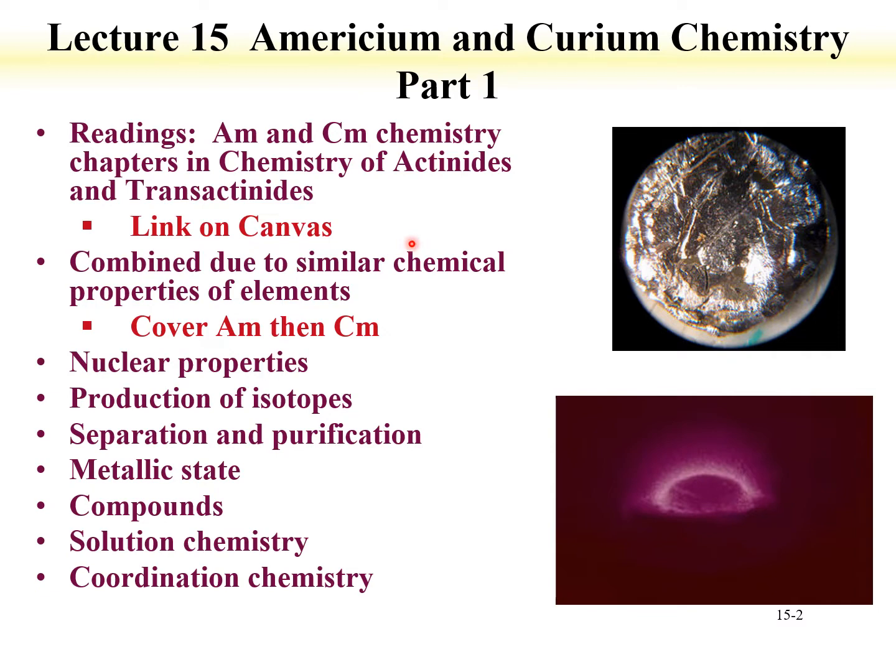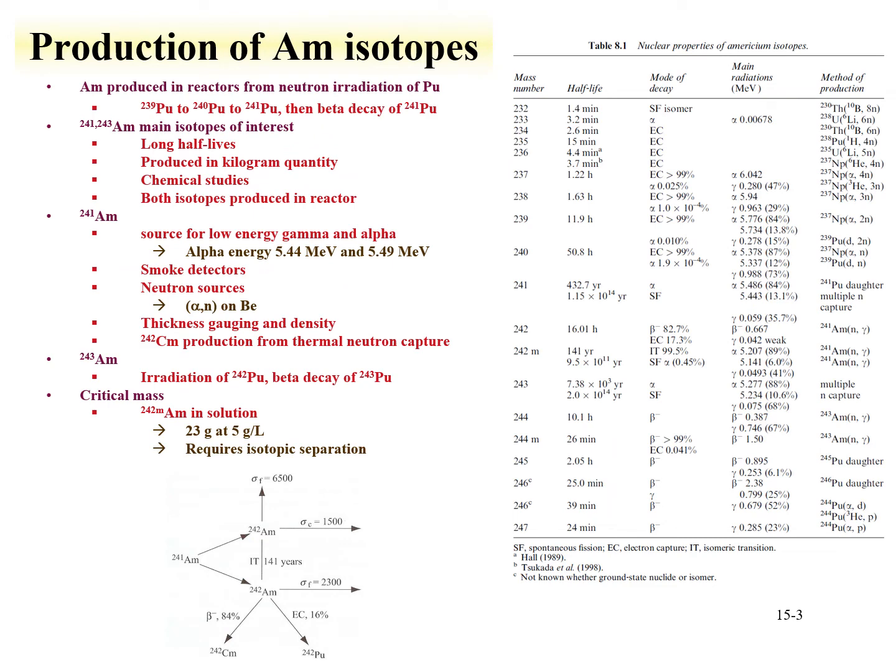Compound, solution chemistry, coordination chemistry, and then we'll cover the same topics for curium, really focusing on the unique properties of curium, because there's overlap between the americium and the curium. And here we see metallic americium and curium, particularly with a short-lived isotope. This is a picture of the actual glowing from the short-lived isotope of curium, of a curium compound. We'll start off discussing americium.